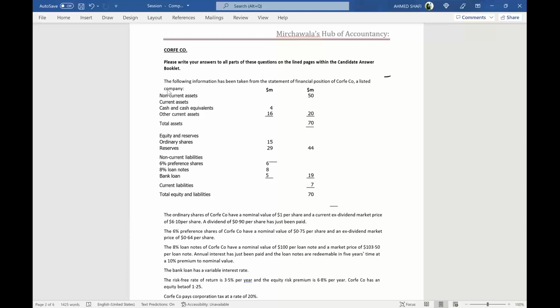Are you seeing equity, ordinary shares? Yes. Are you seeing debt, loan notes? Yes. Are you seeing bank loan? Yes. Are you seeing preference shares? Yes. So in short, this company is financed from all 4 sources: equity, ordinary shares, debt, loan notes, bank loan, and preference shares. Since the company is financed from 4 sources, how will you make the equation of WACC?